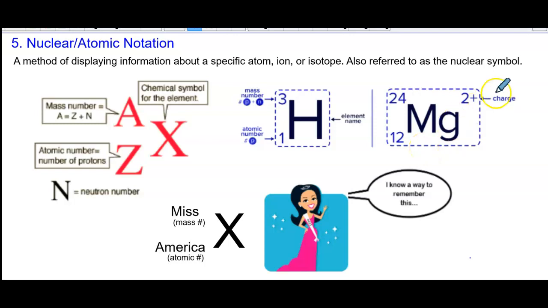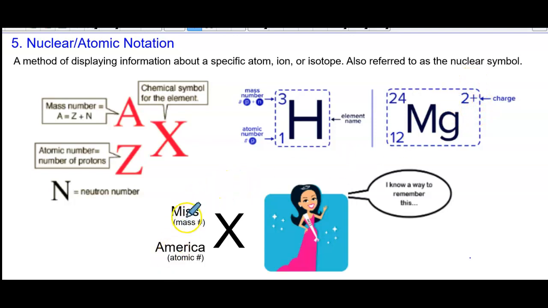How would I know it's an ion? Because it has a charge. This has 12 protons, or the atomic number is 12. In order to get to 24, I must have 12 neutrons also, because protons, 12 in this case, plus neutrons must be 12 to get to 24. Plus 2 charge means that I lost 2 electrons and became positively charged.